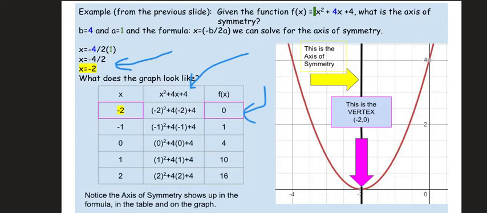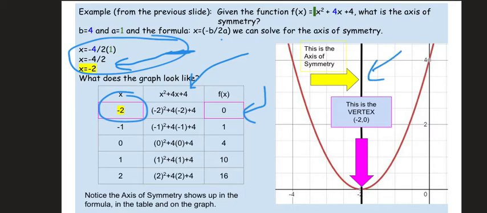We see it in our formula that we calculated up at the top, up here. And we see it in our table right here. And we also see it in our graph right here. So that's our axis of symmetry. It also tells us in pink our vertex right here. Now this vertex happens to be a minimum because it's at the very bottom of the parabola.